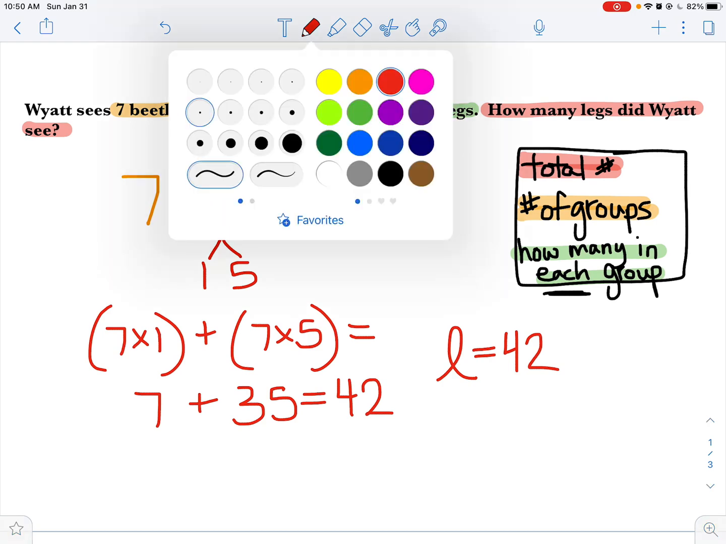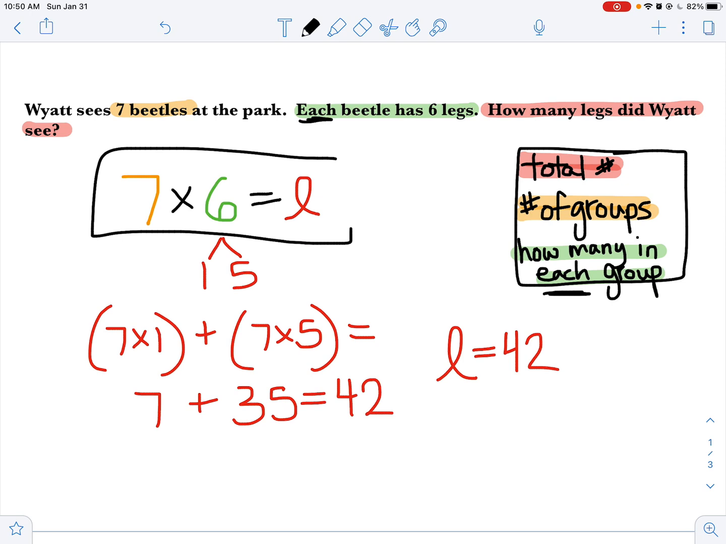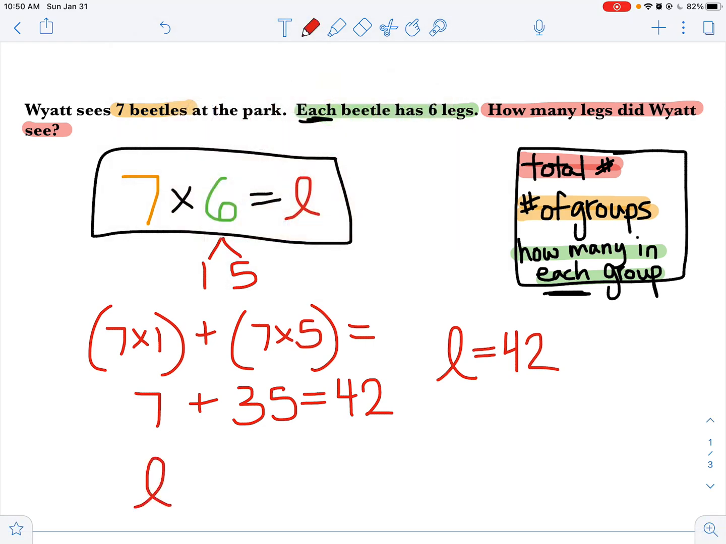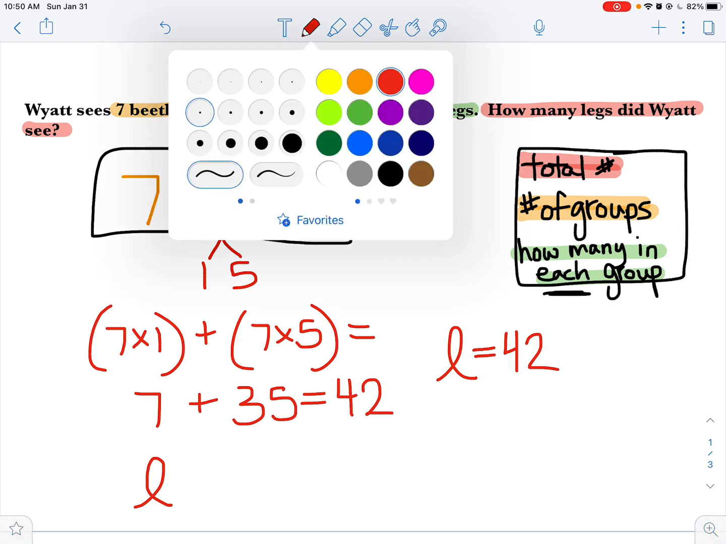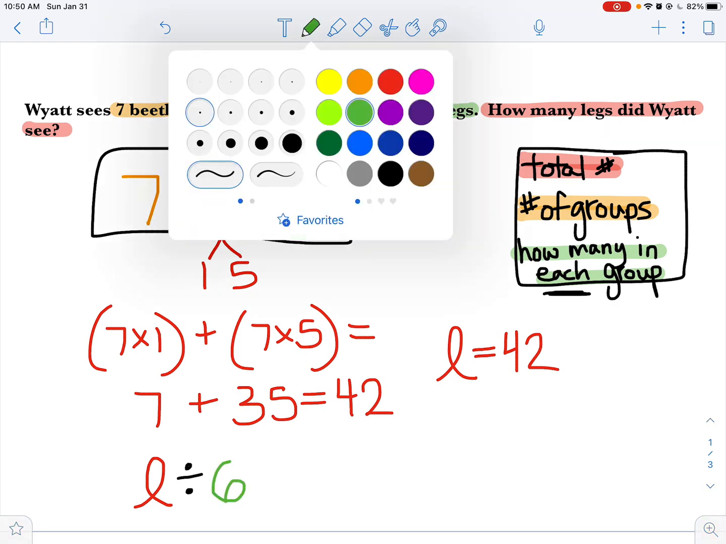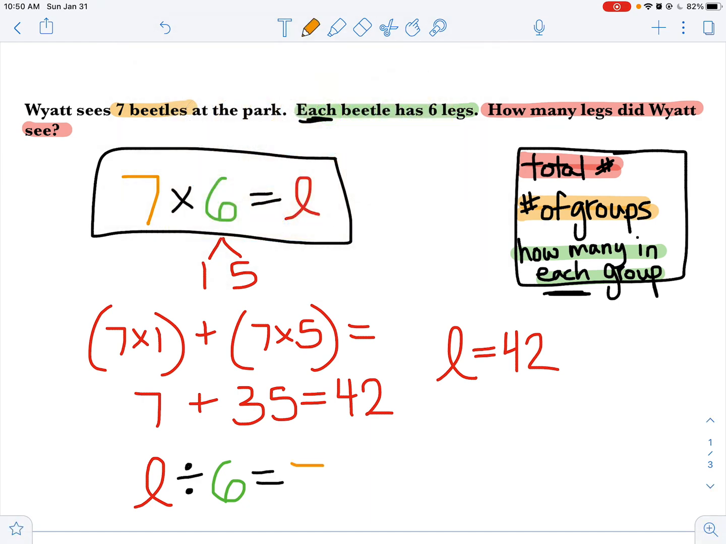But what I do want to see is that you know how to write a number sentence that looks like this, that matches our word problem. Now, if some of you said, I could write L, the total number of legs, divided by 6 beetles, the number of groups, equals 7, whoops, sorry, I got it mixed up.